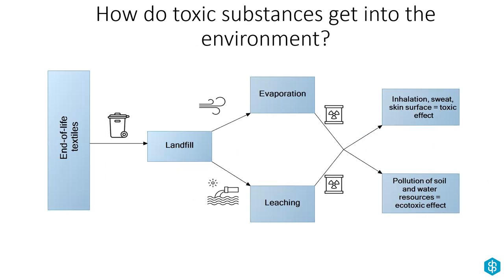So how do these toxic substances get into the environment? Maybe it's clearly with a production step, where toxic compounds could be a part of effluents, but I would like to be focused on end-of-life textiles. And the first part of my research was about material flow analysis.